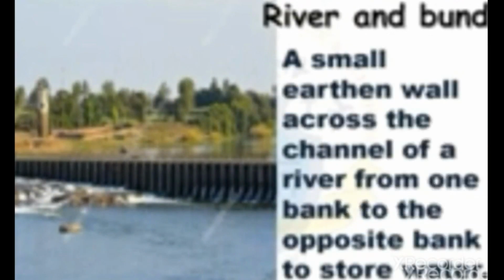The next is a river and pond. These ponds are built on the river only. A small earthen wall is built across the canal of a river from one bank to the opposite bank to store water. Got it? Means one wall is built and water is blocked in the upper part of the river. Got it? This is also one of the storage of water in the olden days. Now also you can see this.